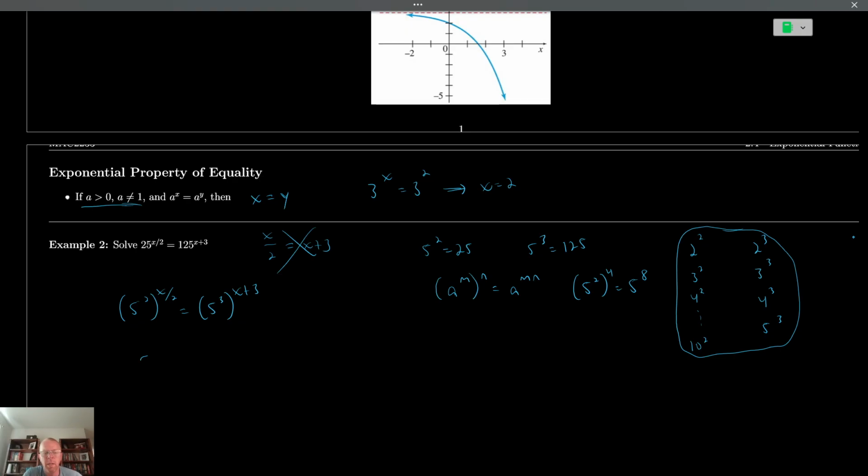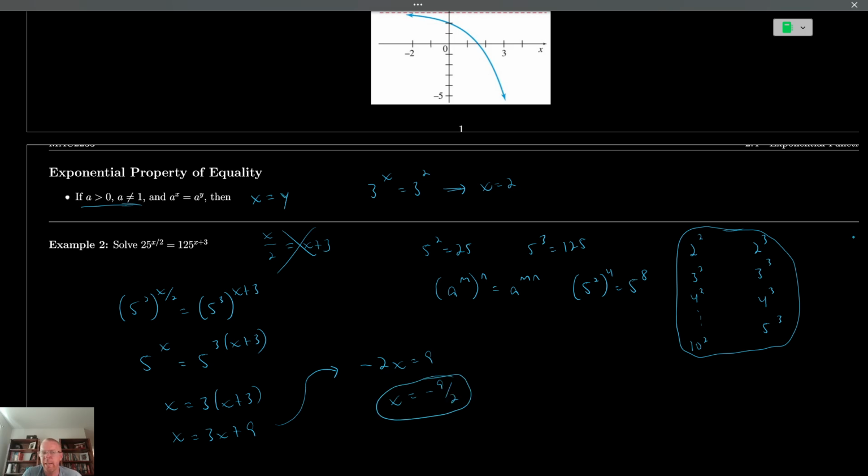So now we just need to multiply these two. 2 times x over 2 is just x, so we have 5 to the x, and then 3 times x plus 3, we have 5 to the 3 times x plus 3. Now our bases are the same, so our exponents are going to be equal. So x equals 3 times x plus 3, which gives x equals 3x plus 9. We can subtract the 3x, so we get negative 2x equals 9, and x equals negative 9/2.